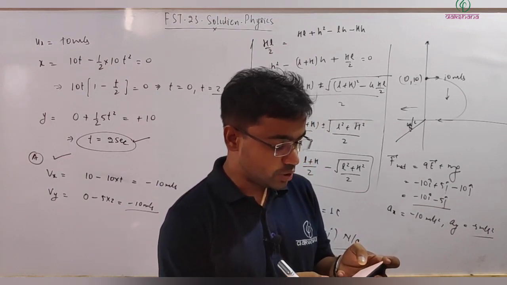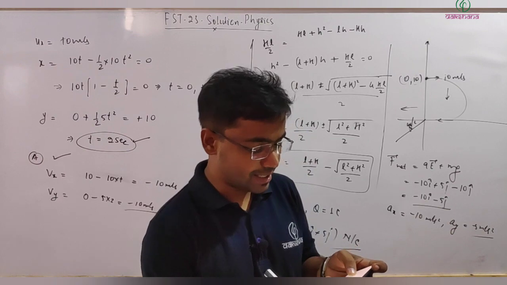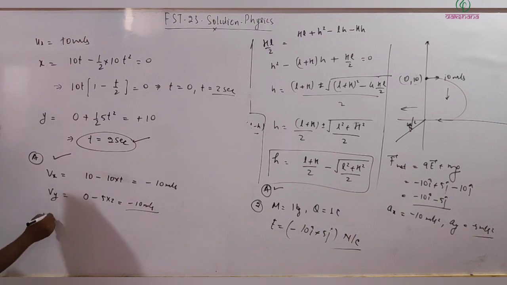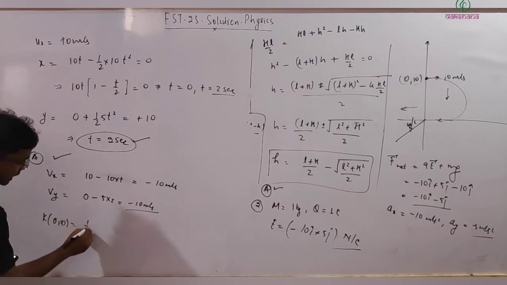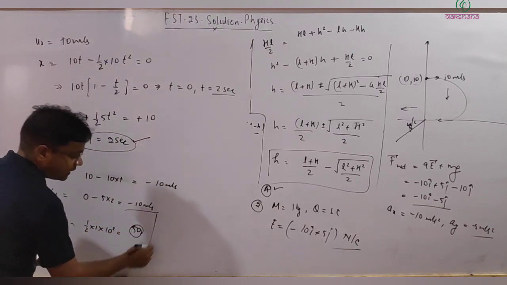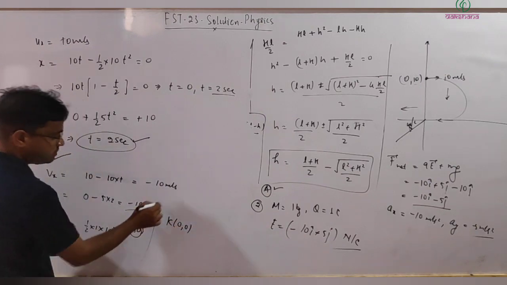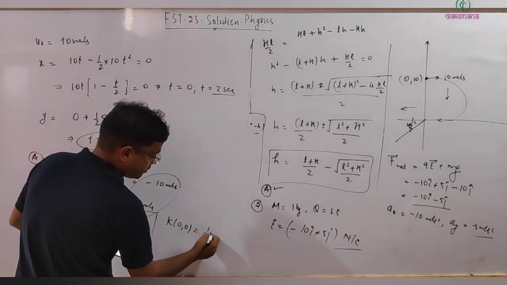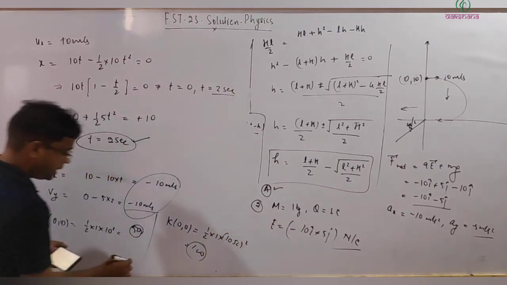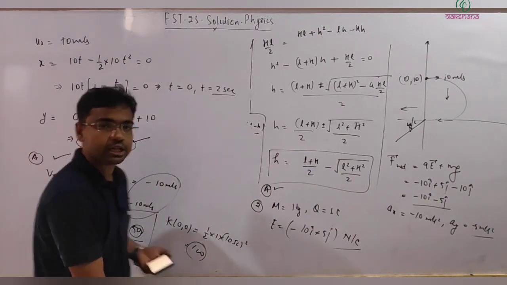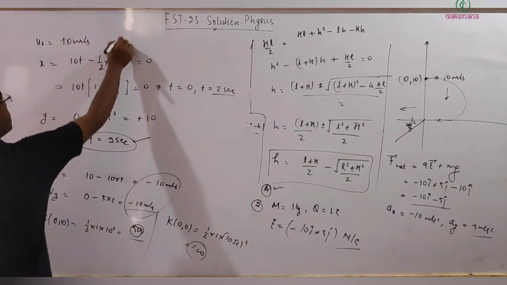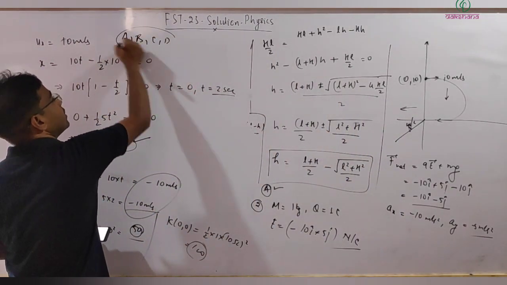Kinetic energy of the particle at (0, 10) will be half of the kinetic energy at the origin. So we can write kinetic energy K at (0, 10) equal to half m v square, half into 10 square, that is 50. And the kinetic energy at (0, 0): the net speed is 10 root 2, so half, mass is 1, into 10 root 2 whole square, which comes out to be 100. So yes, the kinetic energy at this point is half of the kinetic energy at the origin. So for question number 2, all four options A, B, C and D are correct.